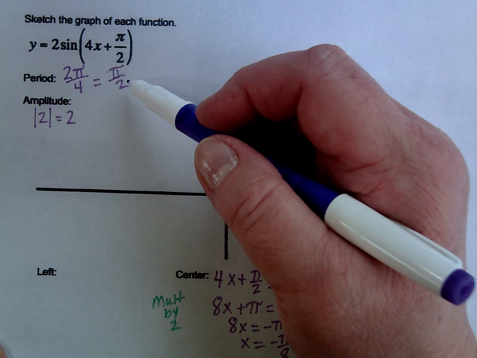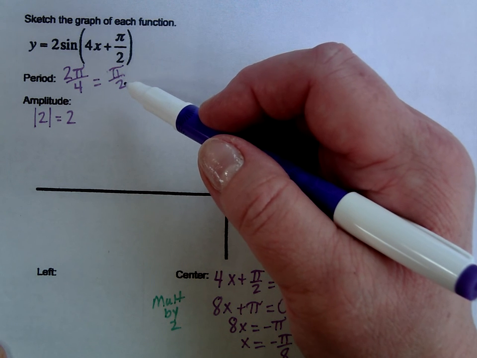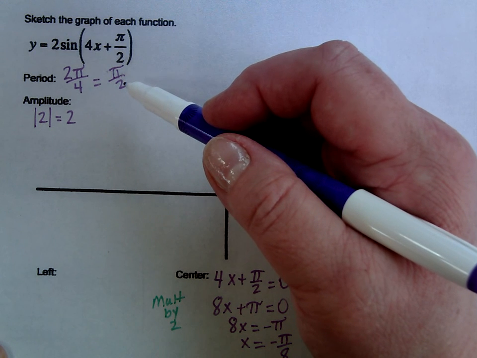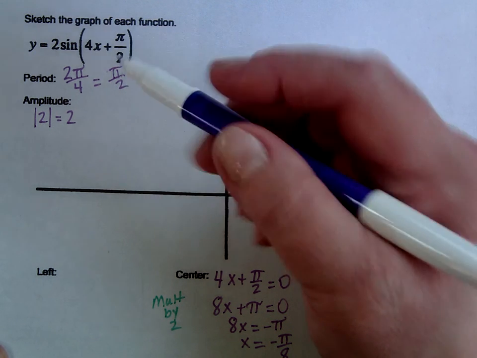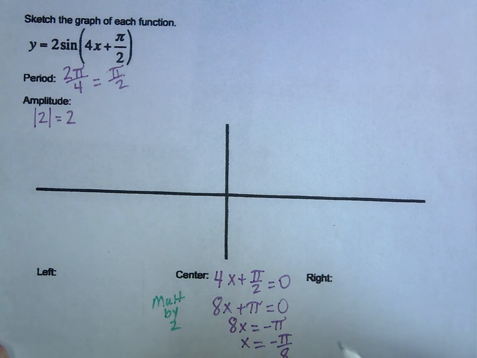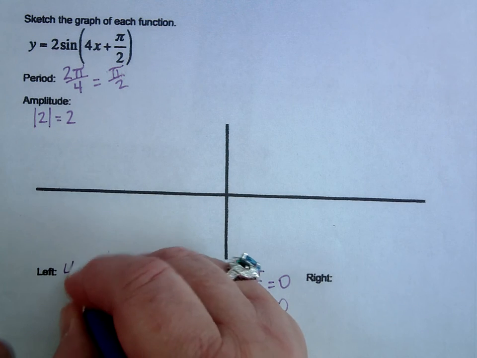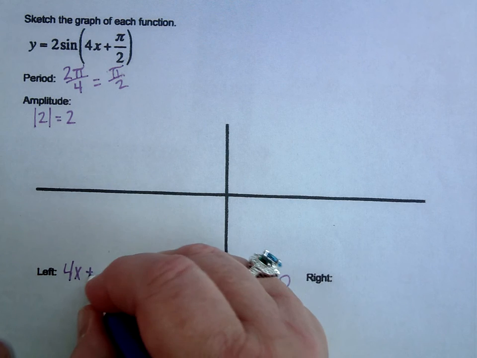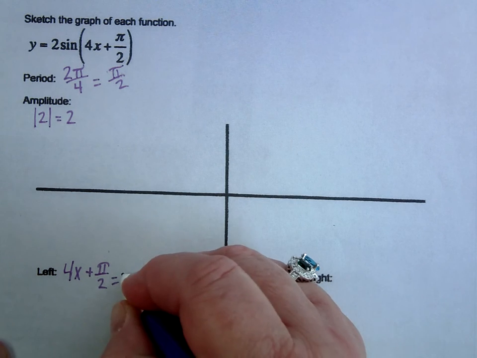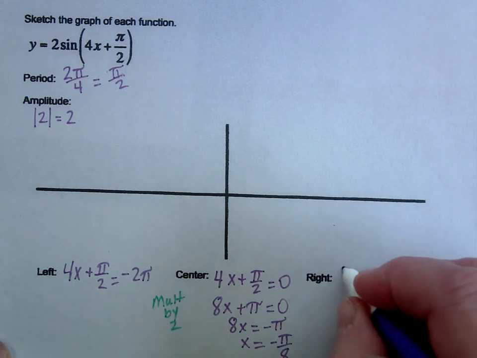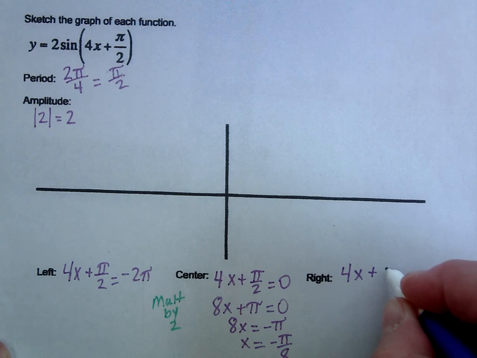Now, if you are a fraction savvy child, then go ahead on with your big self and you can figure out what these are. But I'm going to go back to the algebra method because I just am not liking the way that this thing is setting up. So here I go. I'm going to take 4x plus pi over 2 equals negative 2 pi. This guy's going to be 4x plus pi over 2 equals a positive 2 pi.